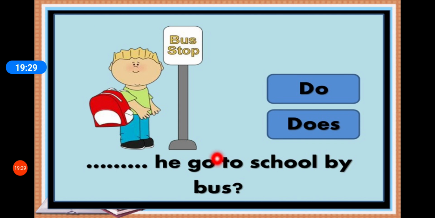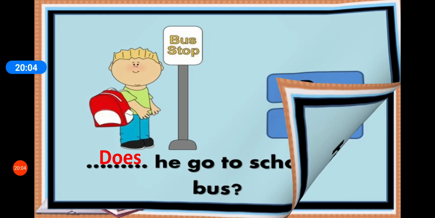Next one. Dash he go to school by bus? Sorry, I have already told you the answer. But I might be wrong also. That can be for confusing you. Now, think of your own answer. Does she go to school by bus? Do or does? Very good. With he, she, it and singular nouns we make use of does. So does he go to school by bus?